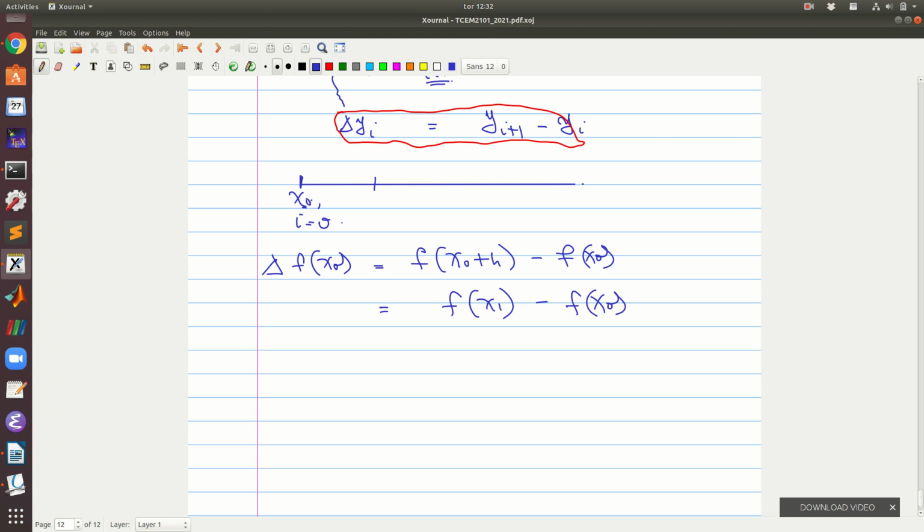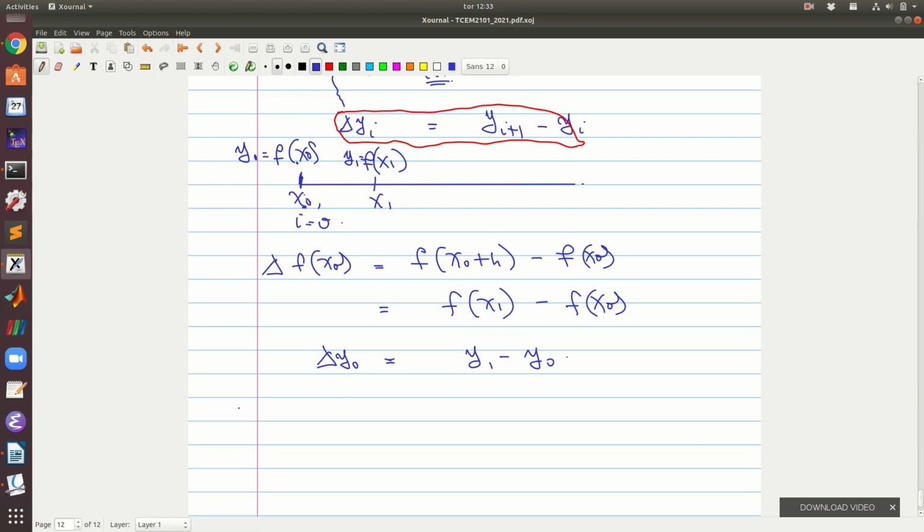So if we are here and we want the forward difference operator, we simply take the value of the function at x1, and then we subtract the value of the function at x naught, where we are. We can also write this in the other terminology, using y. The forward difference operator at y naught, because this is y naught and this is y1, is simply going to be y1 minus y naught.